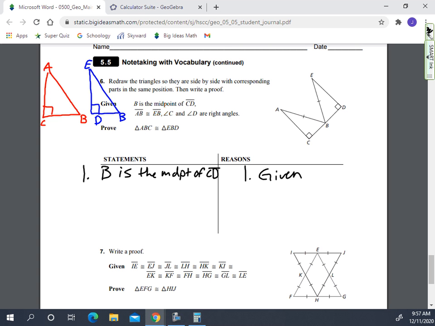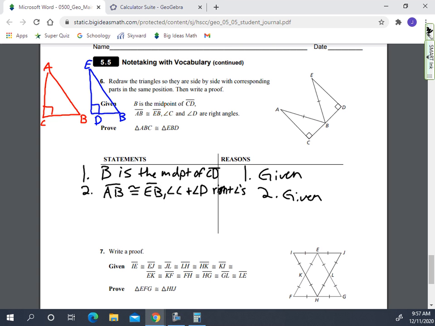What can we say then? Oh, let's just keep with our given here. AB is congruent to EB. All right. And angle C and angle D are right angles. Okay, 2 given. Sorry, my handwriting gets a little sloppy with these.